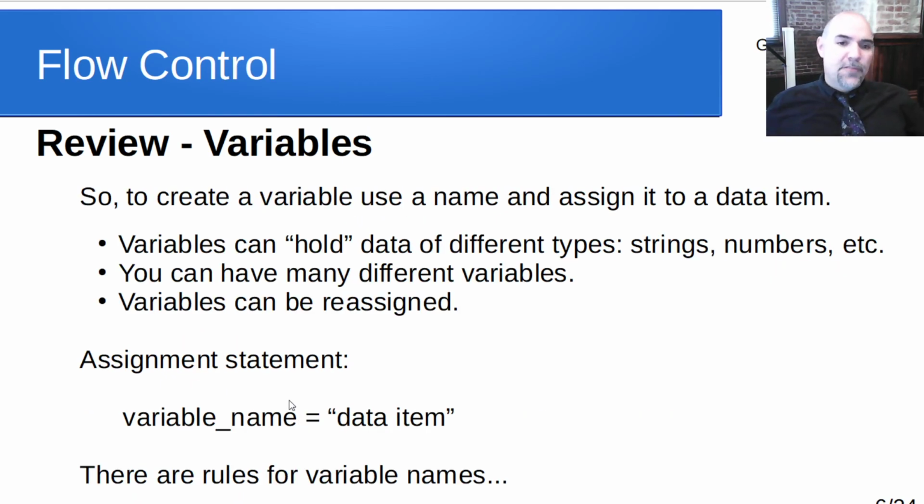And as a review of that, variables can hold different types of data. You can have a lot of different variables, however many you need, given the limitation being the memory that your computer has. Variables can be reassigned, so if you stick a value into a variable like score, you can change it to another thing later on. And the assignment statement, remember, you give it a name, a single equal sign, and then whatever data we want to stick into that. And the data item here could be a number, could be a string, could be a lot of different things.